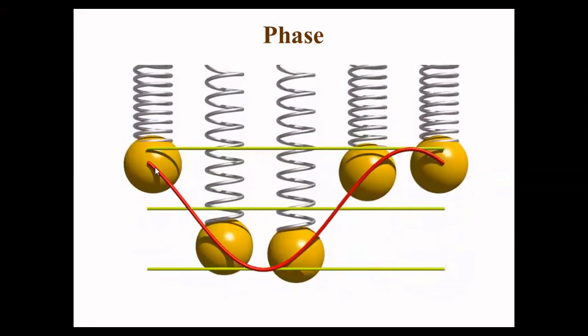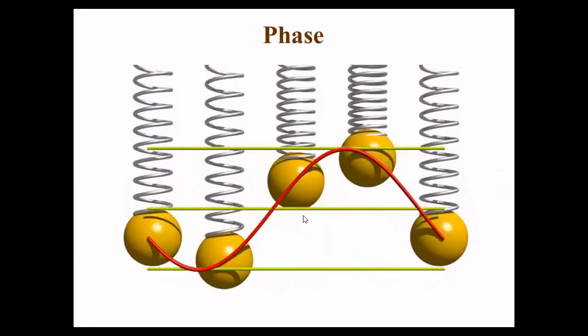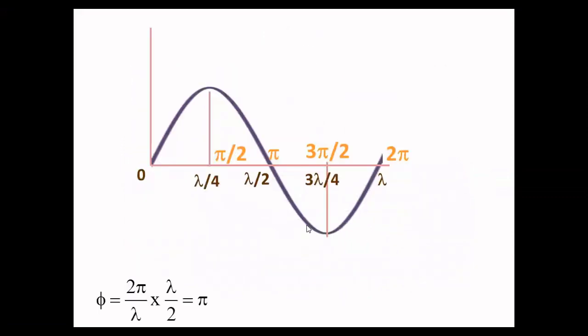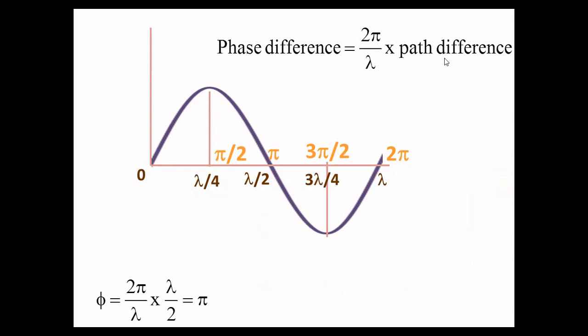And these two have a path difference of lambda by 2. You know how to connect all these path differences and phase differences. Now, phase difference is equal to 2 pi by lambda into path difference. You know that formula, of course. And here, if you take any two particles, this is the formula: phase difference equal to 2 pi by lambda into path difference.